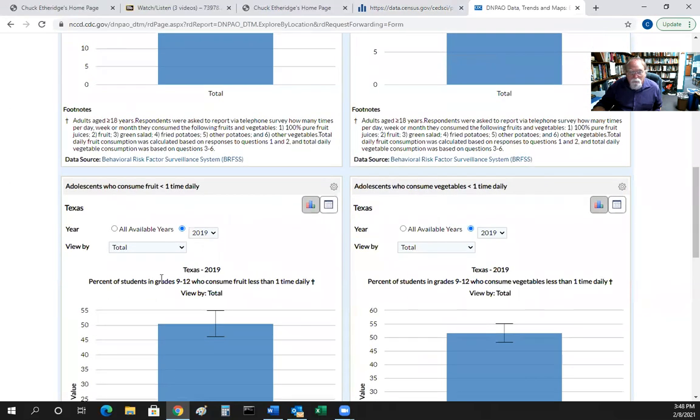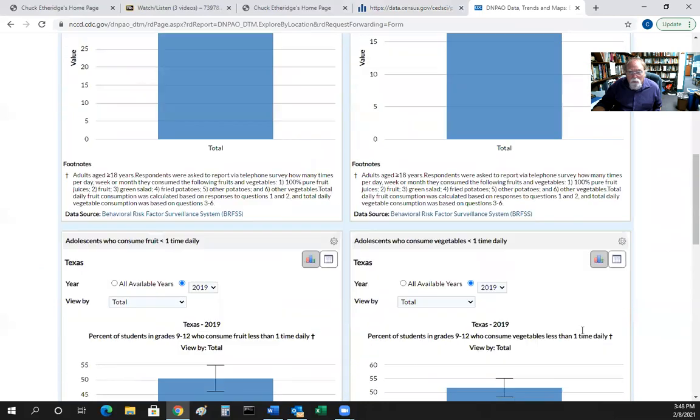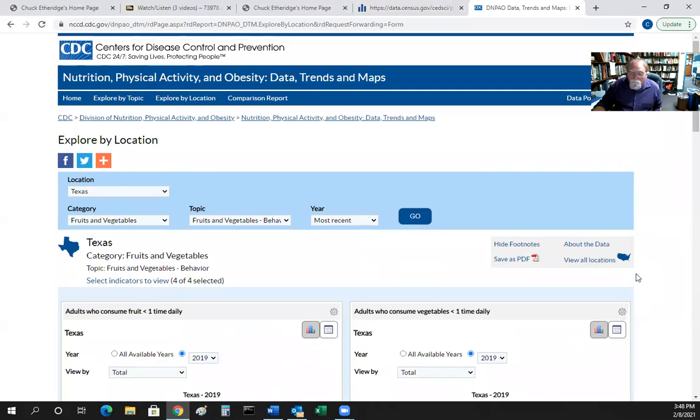How about grades 9 through 12? Less than half eat 1 fruit a day, less than half eat 1 vegetable per day. Well, what does that mean? Well, that means they're not getting much healthy fruit and vegetables.